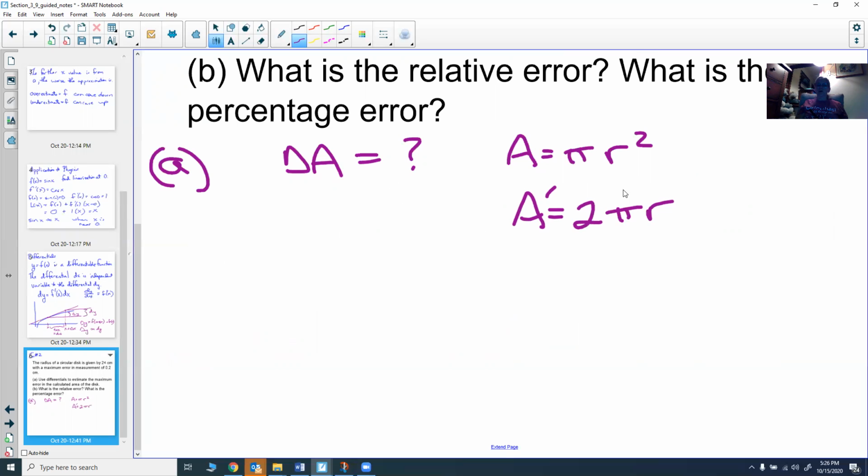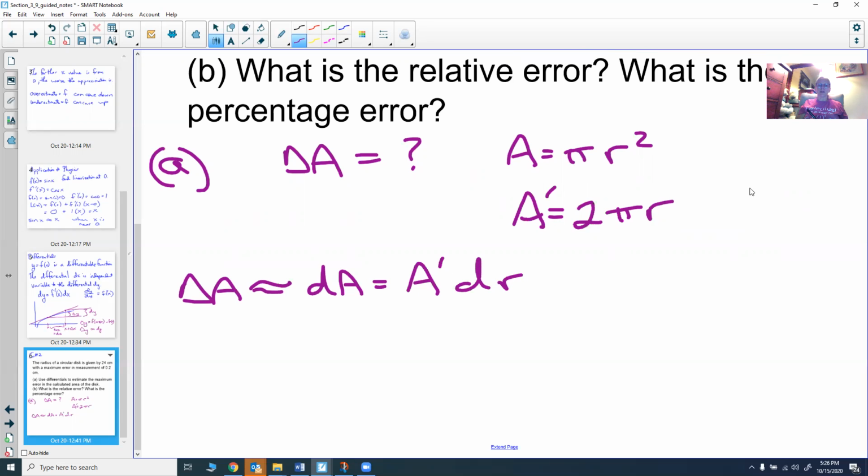And I hope you notice that this is the circumference of a circle. So the derivative of area is circumference. It's kind of a cool piece. So we have this derivative. And now, using differentials, we can approximate delta A. Delta A is approximately equal to dA. And from what we just came up with, this is equal to the derivative of A times dr. Remember, dr is delta r. And we just said delta r was 0.2 centimeters.